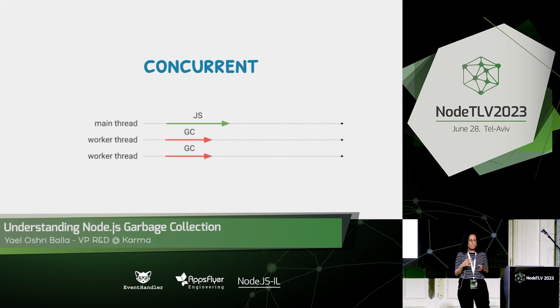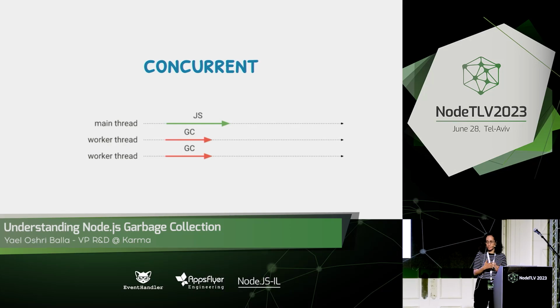Another optimization would be to make the garbage collector completely concurrent, meaning not to stop the JavaScript execution and having the garbage collection work on different threads without stopping. What's the problem with that? Of course, as we said, the application is changing the objects. The garbage collection needs to know the object state. So in order to make sure they work together, we need to synchronize between the JavaScript code and the garbage collection code, and this can cause some complexity.